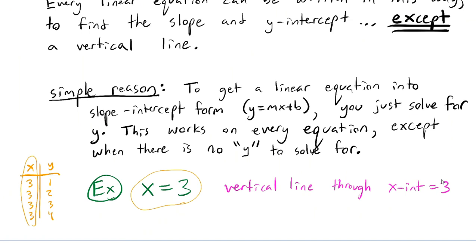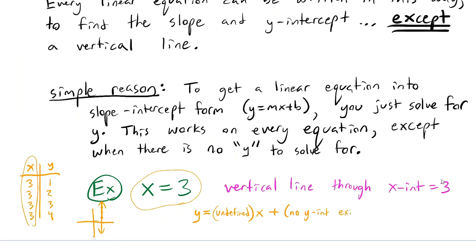And then go ahead and graph it. What does that look like? Over 3 up 1, over 3 up 2, over 3 up 3, over 3 up 4. Oh, that's a vertical line. Got it. And the slope there is undefined. So if we were to write it, we'd say, okay, well, the slope is undefined, and then that'd be times x plus, and then there'd be no y-intercept.